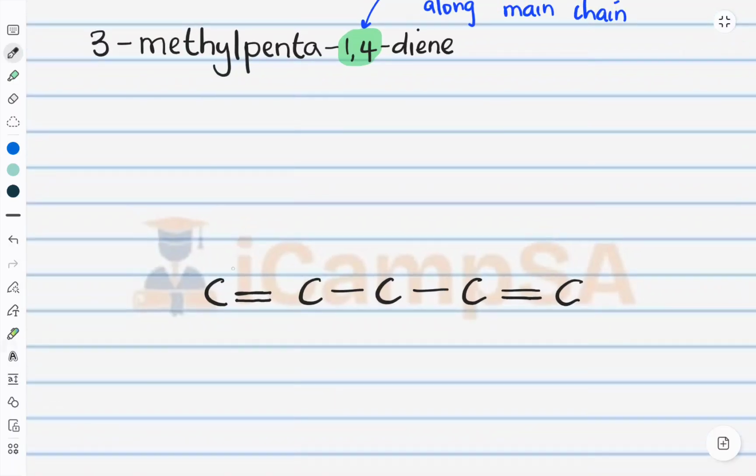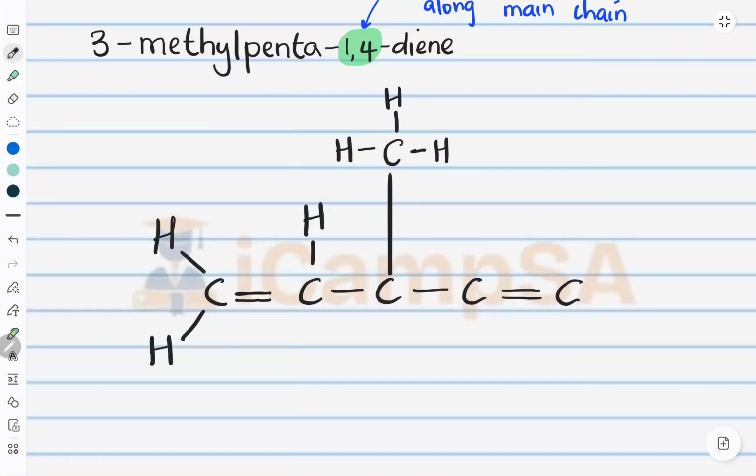It's on number 3. 1, 2, 3. It's here. So let me come and put it there. CH3. This is my alkyl group, my methyl. Then now I can finish off my diagram now. That's it.